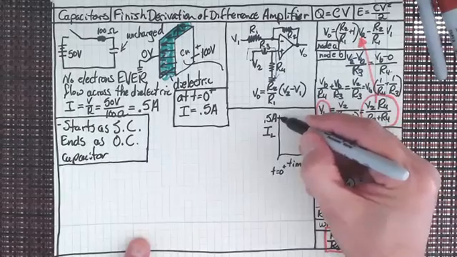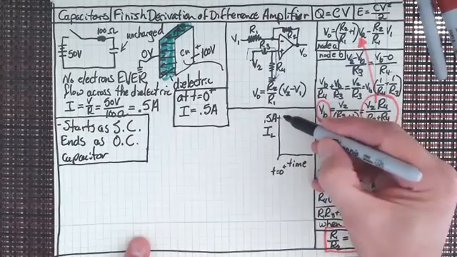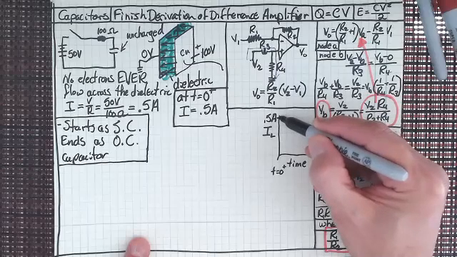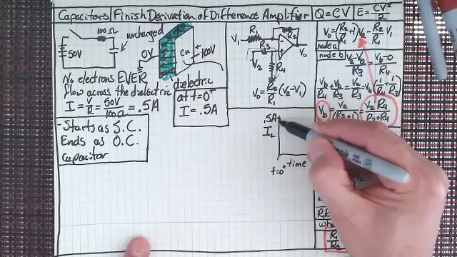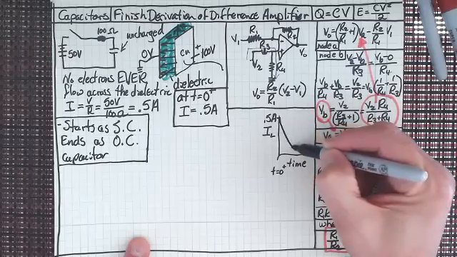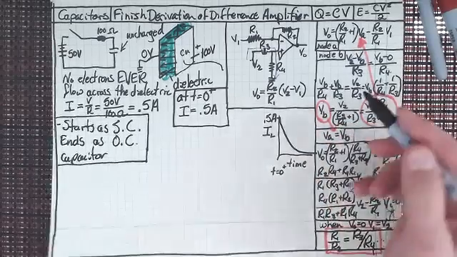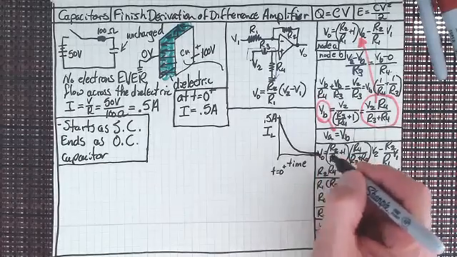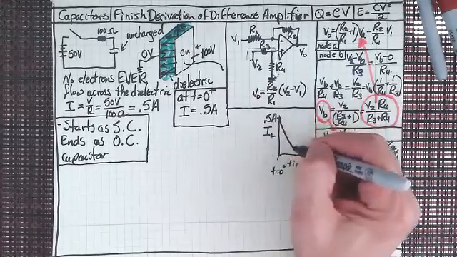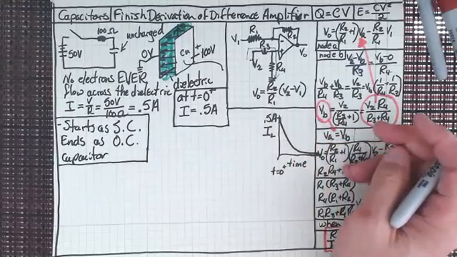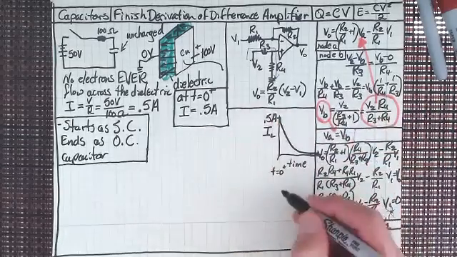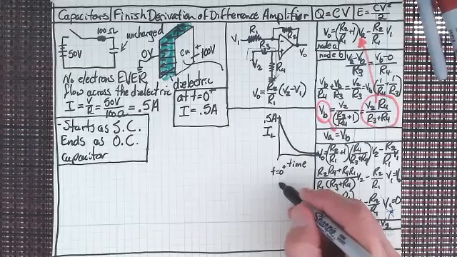So the way that this would look, if I was looking at the current, is like this. And eventually it's going to get down to an open circuit. The current is going to go down. What does the voltage look like, the voltage across the capacitor? Let's draw that.